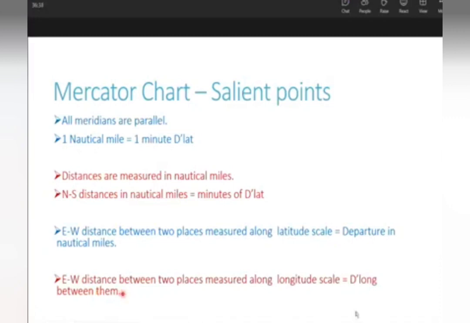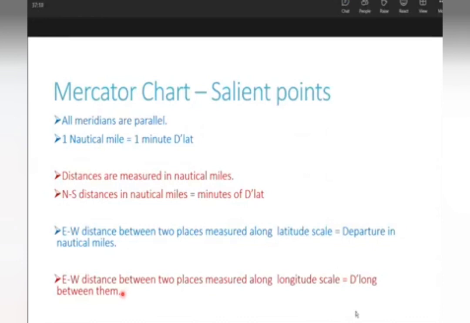So beta, any doubts up to here? Sir, can you explain the last point, east-west distance between two places measured along latitude scale? Okay, beta. Let's visualize that you have a chart in front of you and you have two positions on the same latitude. Now you pick up a compass or a divider and you measure what is the distance between them. You can measure it in two ways. You can measure it in latitude scale or longitude scale, right? If you measure it on longitude scale, it gives you the D long between those two positions, right?